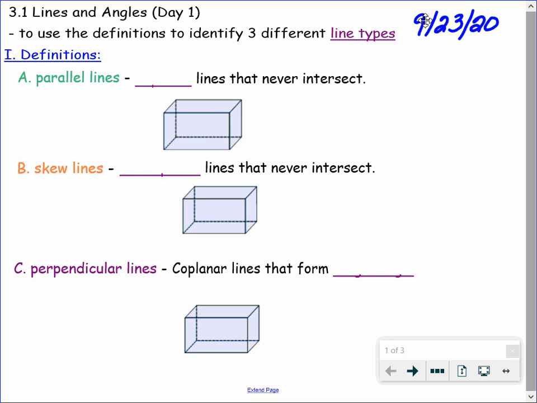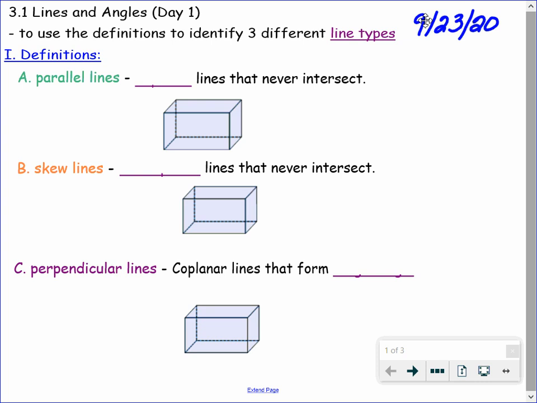So we're going to be able to use the definitions to identify 3 different line types. You already know one of them. The 3 line types are parallel lines, skew lines, and perpendicular lines. Now you'll notice that parallel lines and skew lines have the same definition, or so it seems. They both say lines that never intersect.